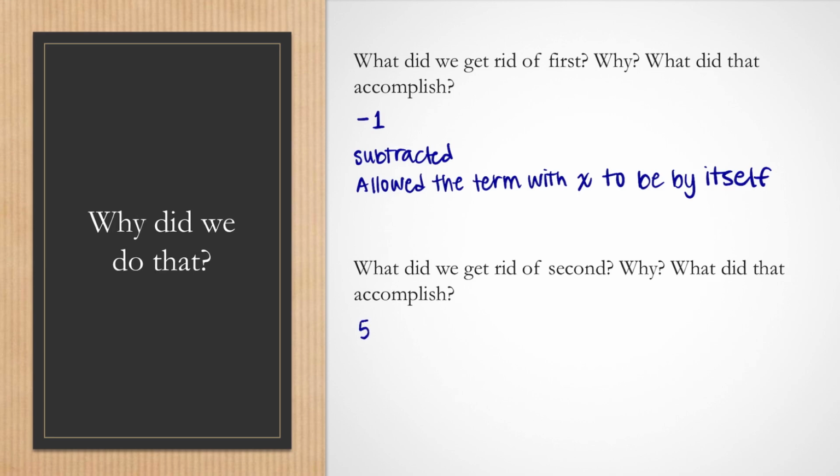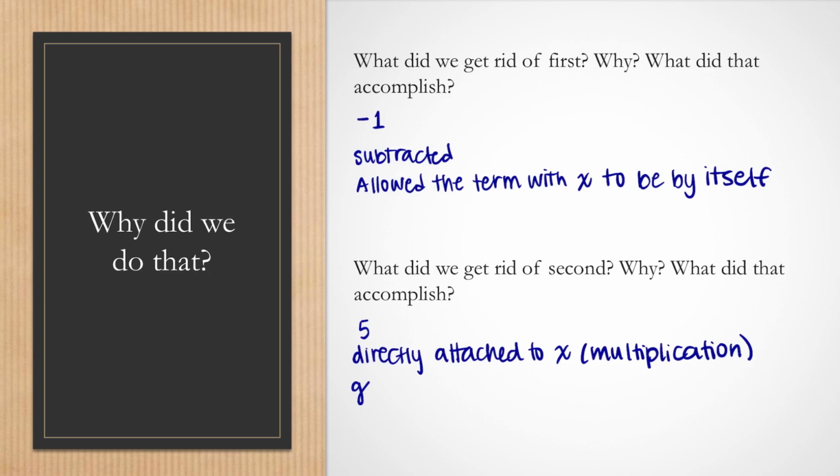Next, we got rid of the 5 because it was directly attached to x because of multiplication. And that accomplished getting x by itself. Because remember, our goal at the end is always to have x by itself. It can be on either side, but you do have to get x by itself.